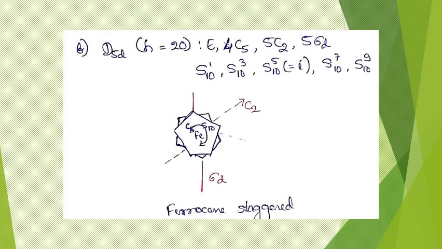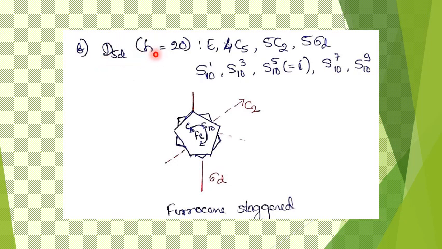Okay, the other example for this is D5d. It's ferrocene in its staggered conformation. So in ferrocene, say this front carbon atom and this back carbon atom, if they are making an angle of 36 degrees, I am repeating it again, that will give you the staggered conformation of this molecule. Now that will go to the D5d point group.